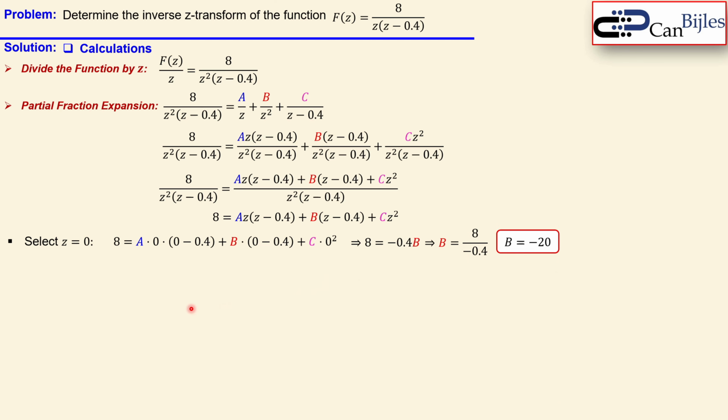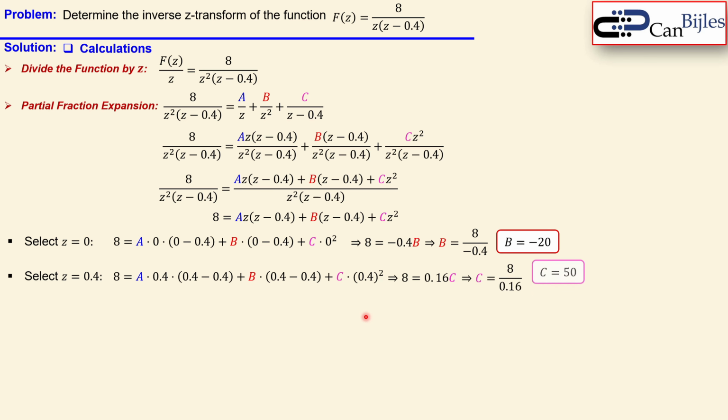So in this case we will calculate b first. Now we select for z is equal to 0.4, that means the a will go and also the b will go, so we can calculate c. That's all shown here. Now we will lose, as said, the a and the b. Then we have 8 is equal to 0.16c because of the 0.4 squared, and the c will be then equal to 50.